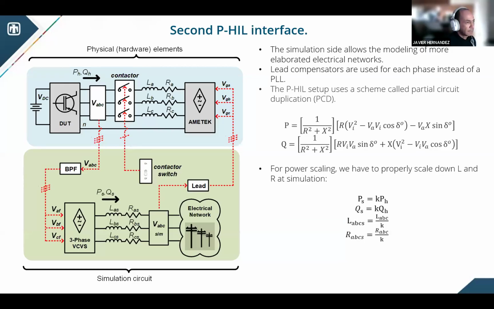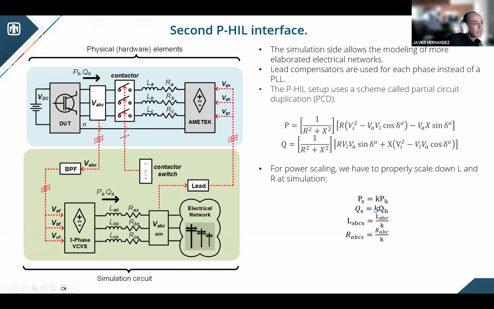And again, I think this is a very, very important aspect of this type of P-HIL configuration. As I mentioned before, there will be cases where our simulation's real and reactive power will be a K factor higher than our hardware real and reactive power, or our hardware limitations by the ratings of the grid forming inverter. When that is the case, we use this K factor to properly scale down the reactors at simulation level.